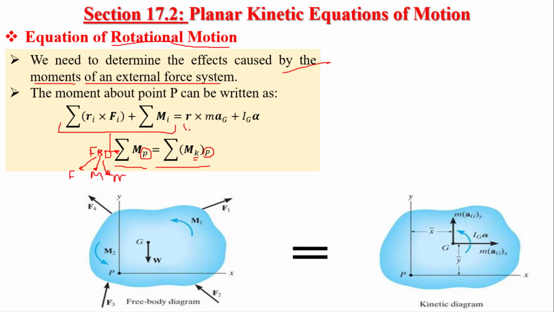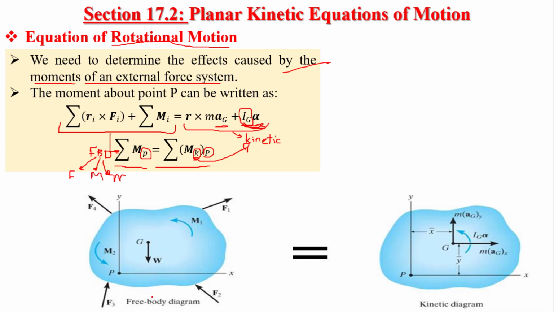Now the second part includes the acceleration. You can tell that this acceleration could be in the x axis or in the y axis because it's written in bold, and it could be due to rotation, angular acceleration. And here comes the importance of section 17.1, mass moment of inertia. So this part is related to the kinetic diagram. Here is the importance of drawing the free body diagram and the kinetic diagram for a certain problem. This K here represents the kinetic effect.